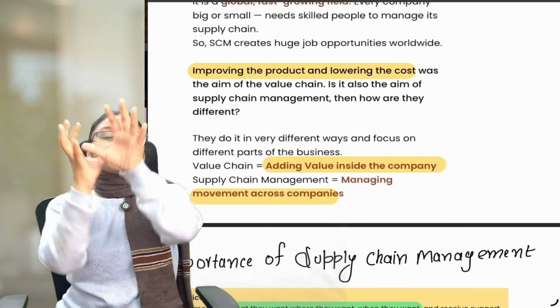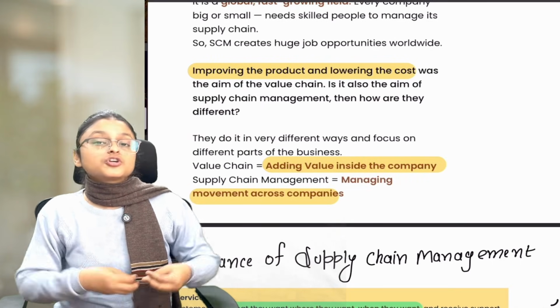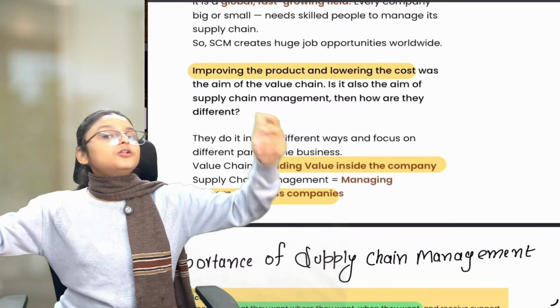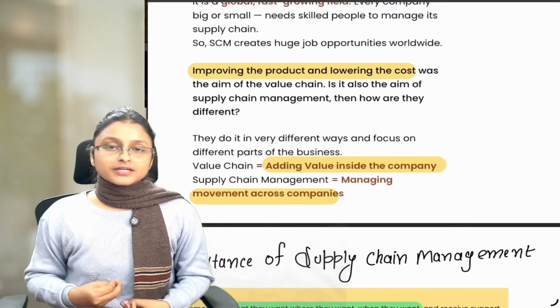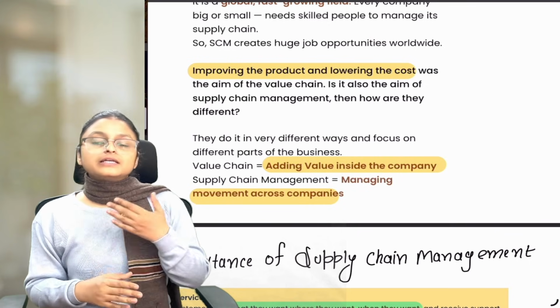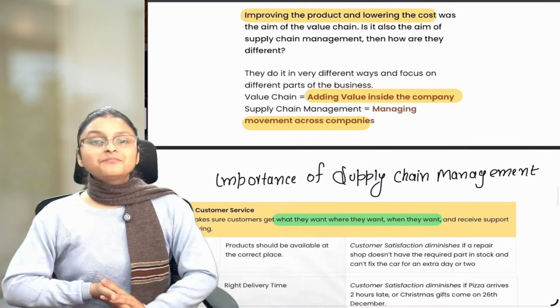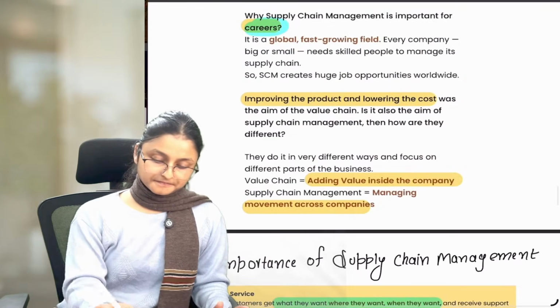So if you are going to apply both of these in your organization, you are going to reduce a huge amount of cost, will be able to improve a lot of things, and that is what organizations want, and that is why value chain and supply chain, both of them are applied in the organization. Done? Now, next comes importance of supply chain management.